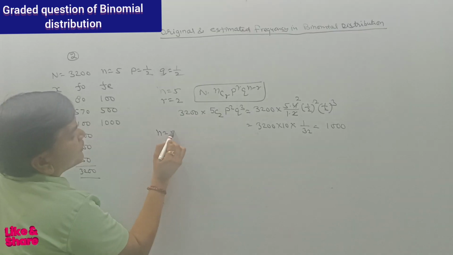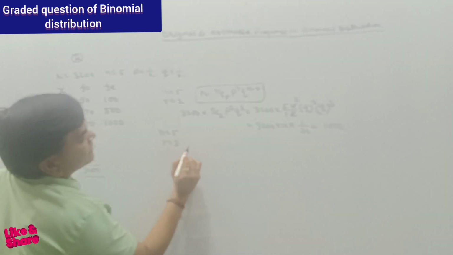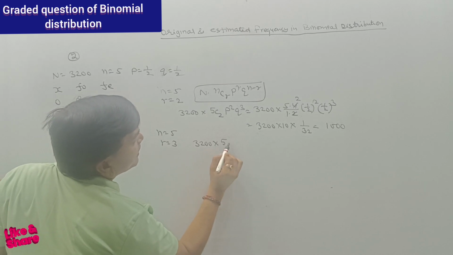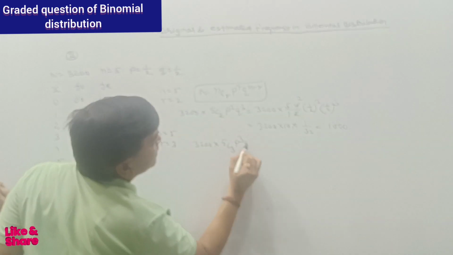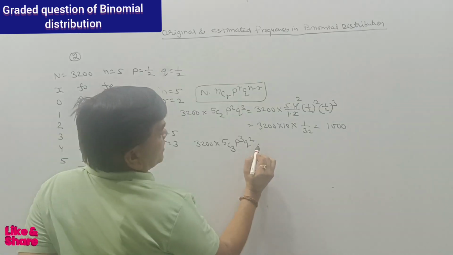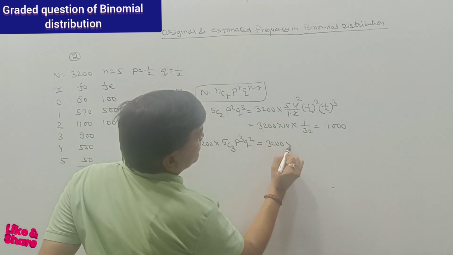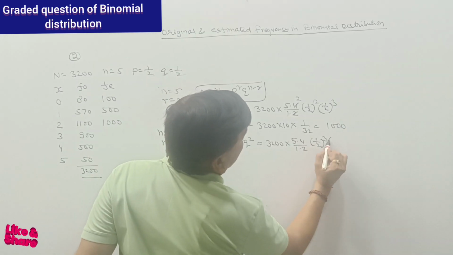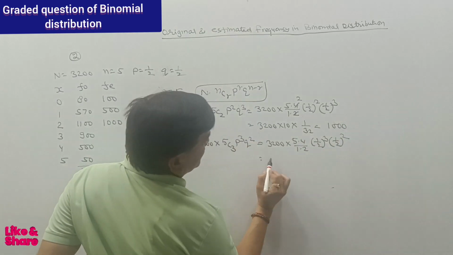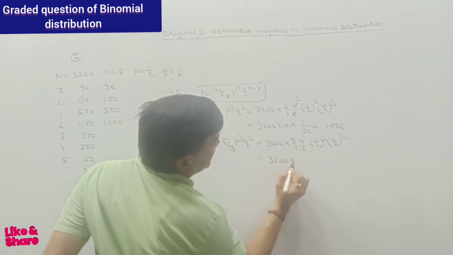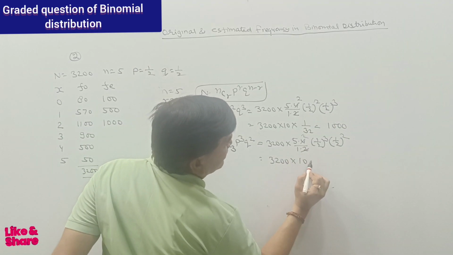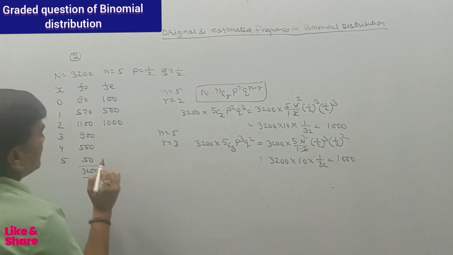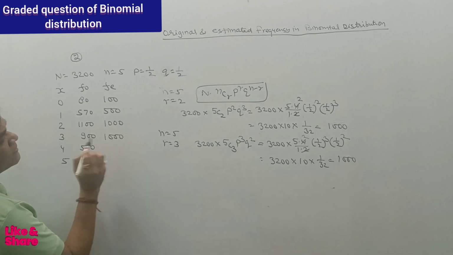Now n is equal to 5, getting 3 heads. So 3200 multiply 5C3, p raised to power 3, q raised to power 2. So 3200 multiply 5 multiply 4 upon 1 multiply 2, 1 by 2 raised to power 3 and 1 by 2 raised to power 2. So there will be 3200 multiply 10, here also 10, multiply 1 by 32. So there is also 1000. So this is also 1000.